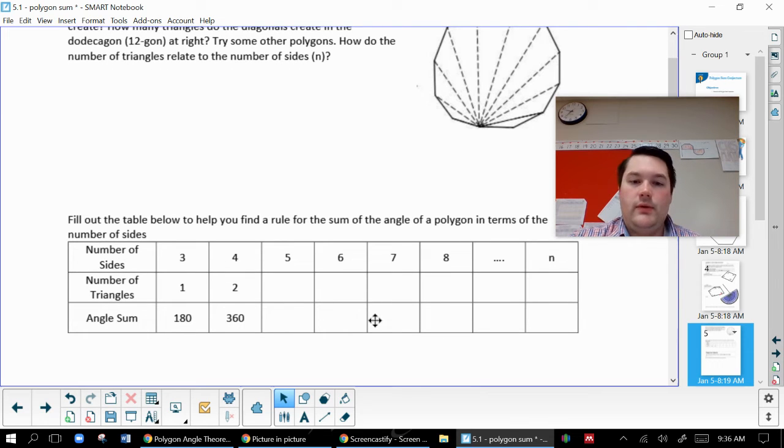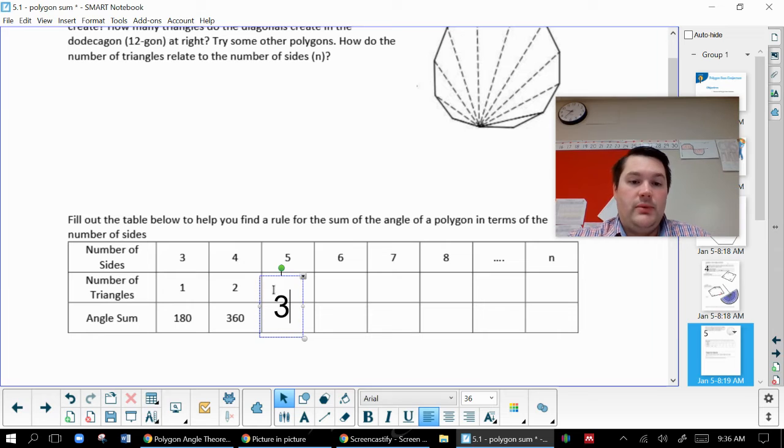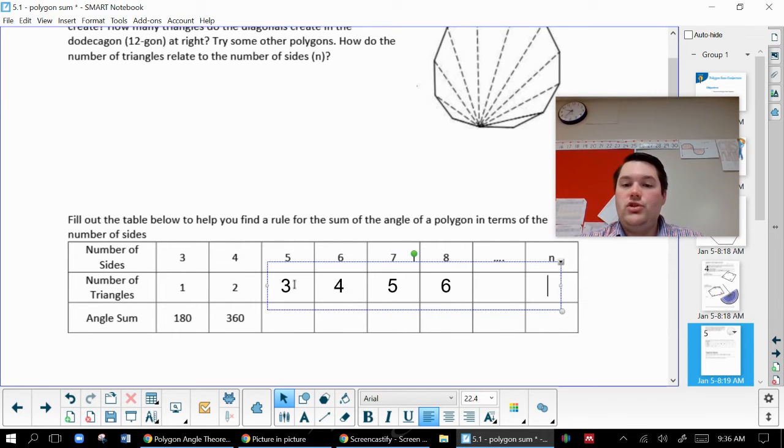If you noticed, we've just gone through and done these. A 5-sided shape was split up into 3 triangles. A 6-sided shape got split into 4. A 7-sided shape got split into 5. An 8-sided shape got split into 6. Which means in general, if we're writing an equation for this, we just take away 2 from the number of sides. An n-sided shape is going to be n minus 2 triangles.